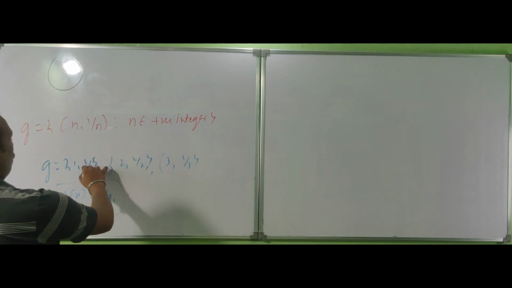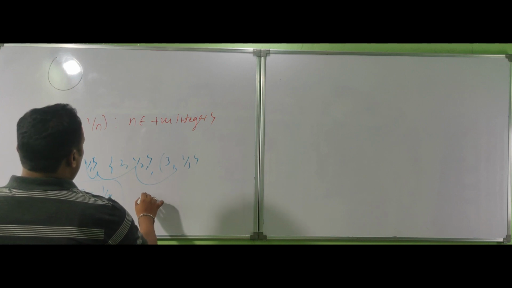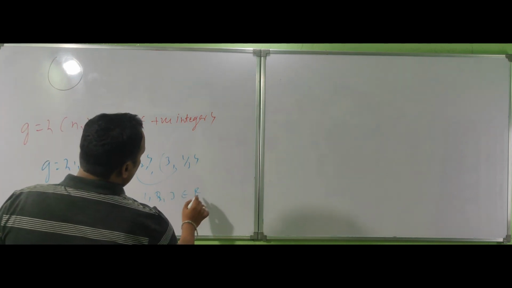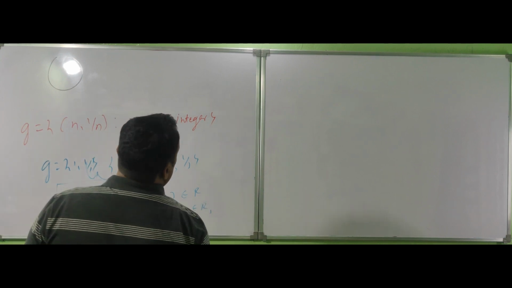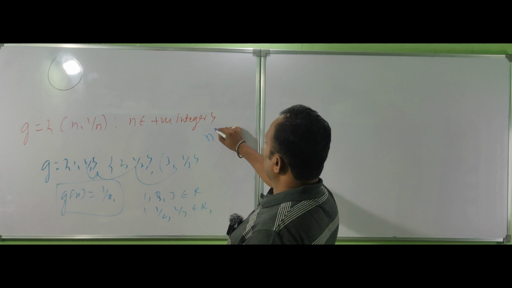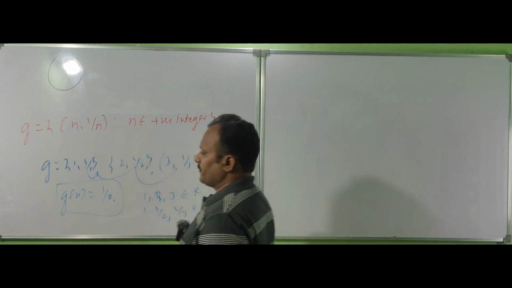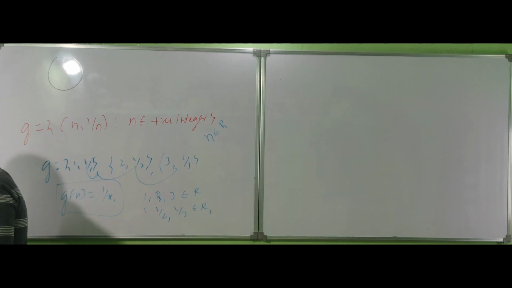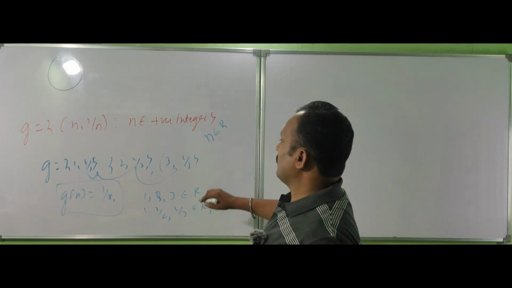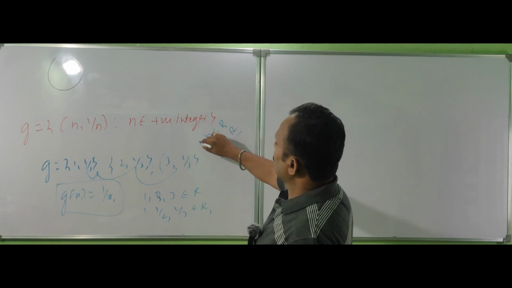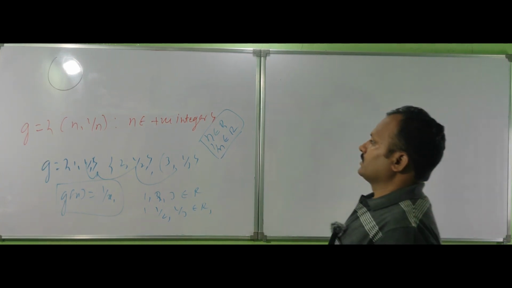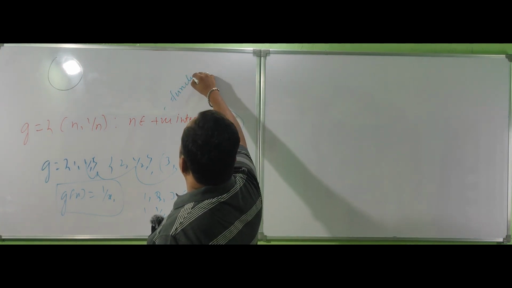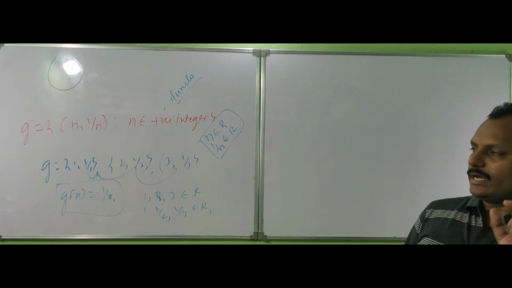Here we have 1, 1 by 2, 1 by 3. Here 1, 2 and 3 belong to R, and 1, 1 by 2, 1 by 3 also belong to R. Therefore, the conclusion is n belongs to R. Is the given function in R or not? The given function is in R, and 1 by n also belongs to R. That is why this is called a function.